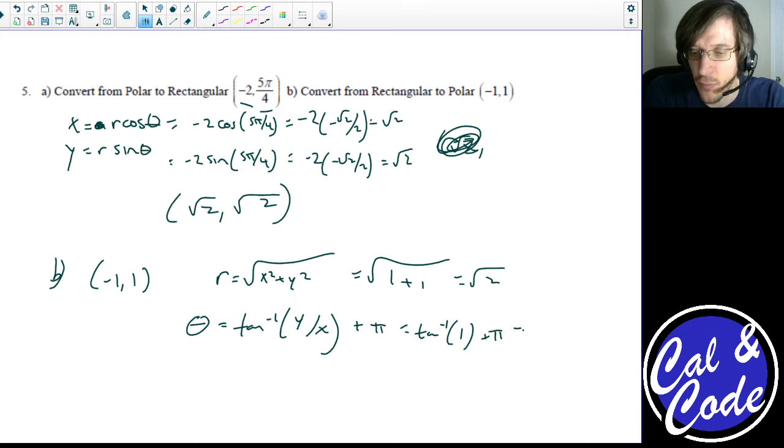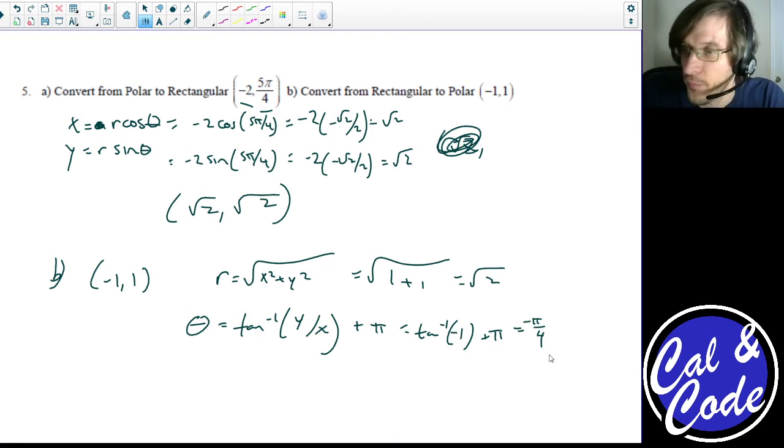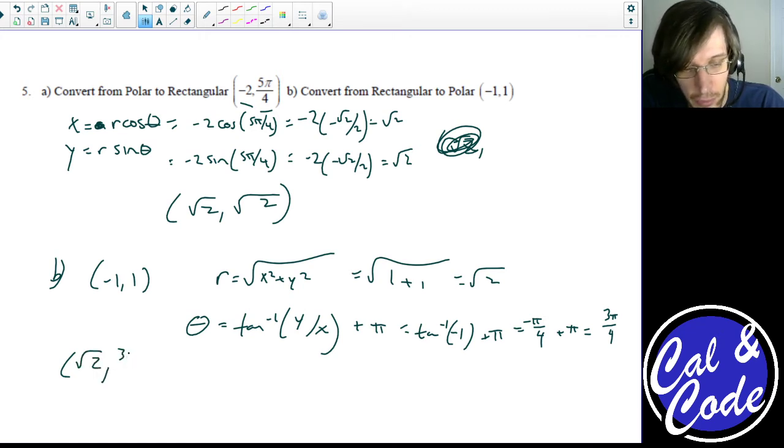The inverse tangent of 1 is pi fourths. Excuse me, it's not positive 1, it'd be -1, so it would be negative pi fourths. I want to add pi to this, and I'll end up with 3 pi fourths. So in polar, my r is √2, my theta is 3 pi over 4.